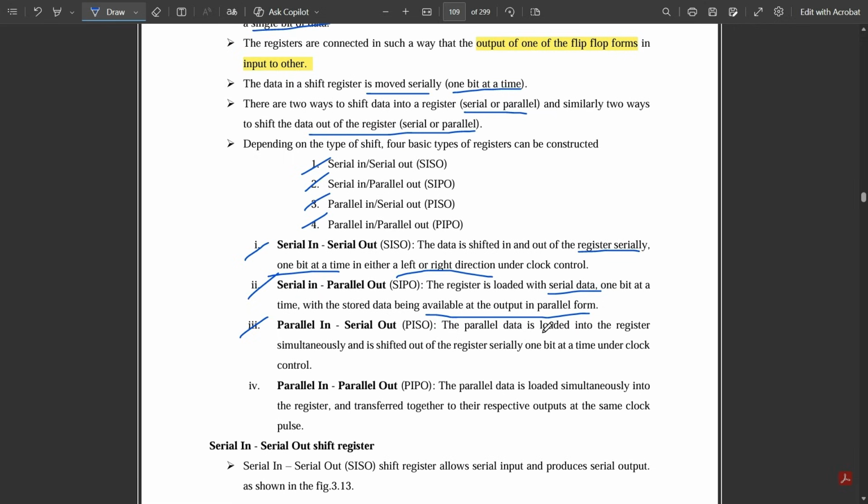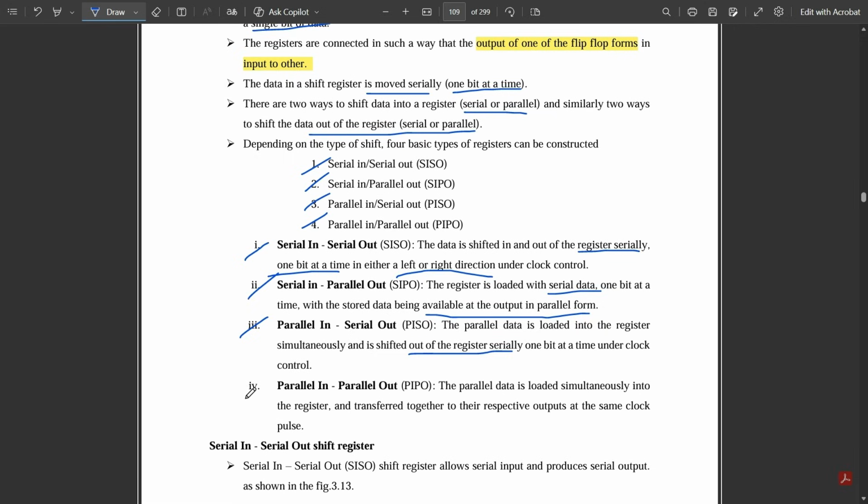The parallel data is loaded into the register simultaneously and is shifted out of the register serially, one bit at a time under clock control. Okay. In this case, the data is sent parallelly inwards, and based on the process taking place after the shifting, at the output side the data would be serially outwards.